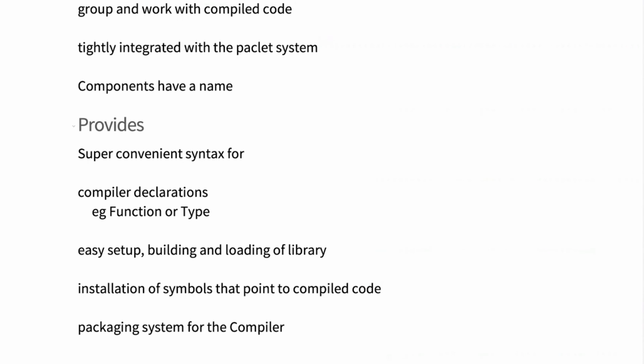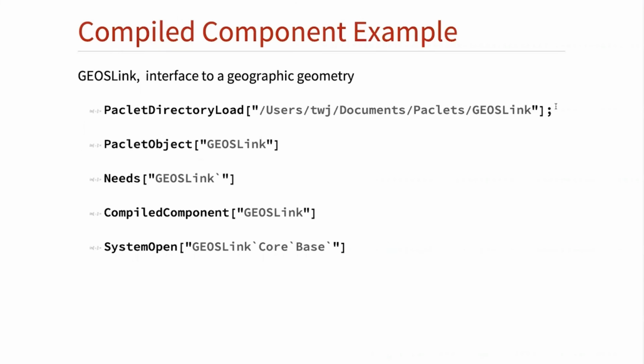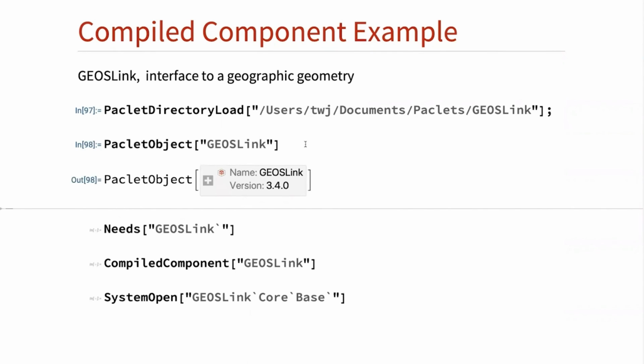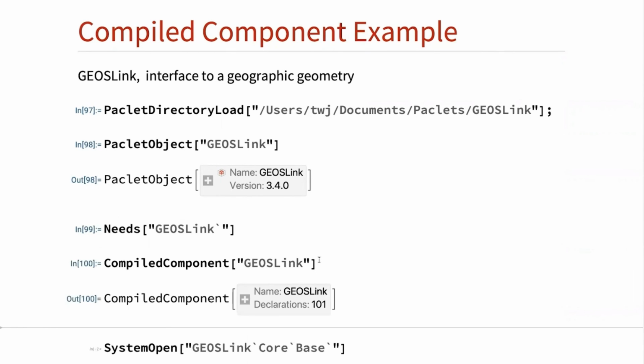There's easy setup and building and loading of libraries. You can install symbols that point directly to compiled code, even faster than going through a compiled code function. It's like a packaging system for the compiler. So we have built one with a link to a geographic geometry computing system. Here's the Packlet it lives in, and then we can load it, and we can see the compiled component that's living in that Packlet.